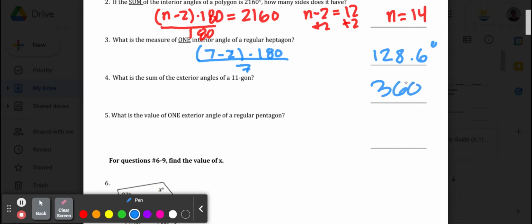What's the sum of the exterior? Very easy, 360, doesn't matter what shape. The value of one exterior angle of a pentagon. Pentagon's 5, so it's just 360 divided by 5, which is 72. Cool.